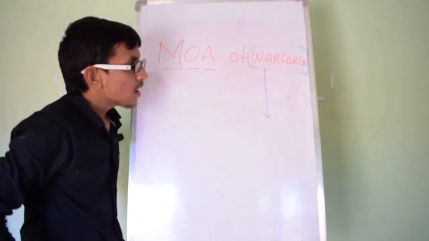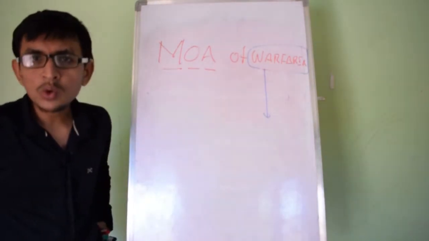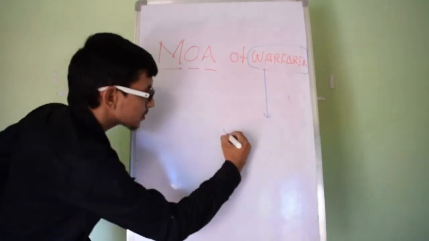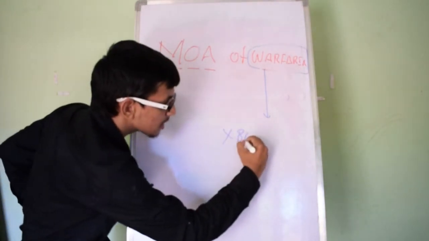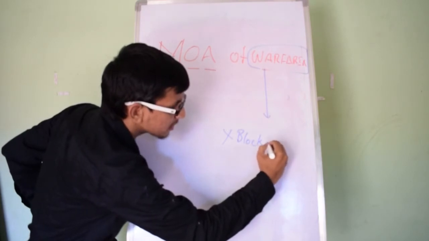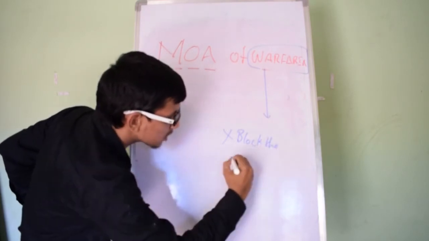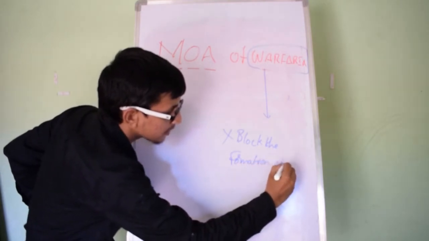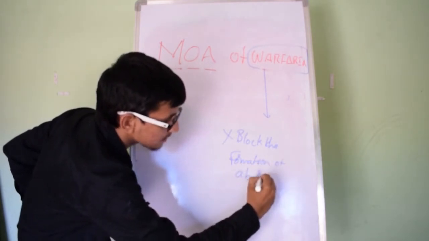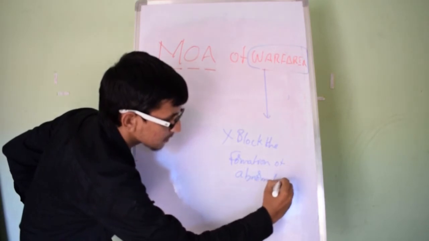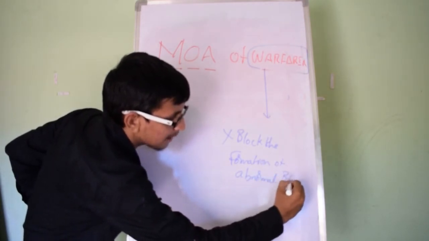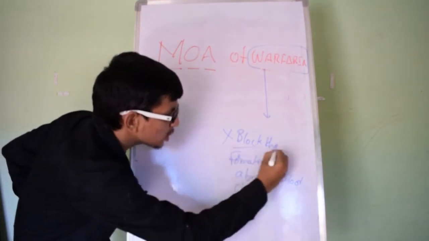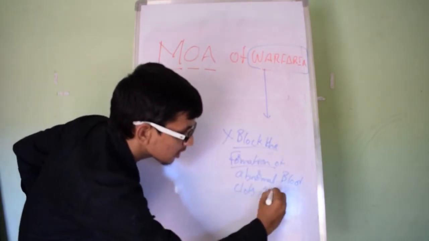Whenever you take warfarin, it is going to block the formation of abnormal blood clots. It is going to block the formation of abnormal blood clots, or you can say that it is going to block the formation of thrombus.